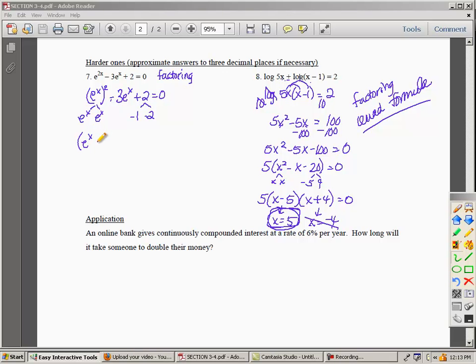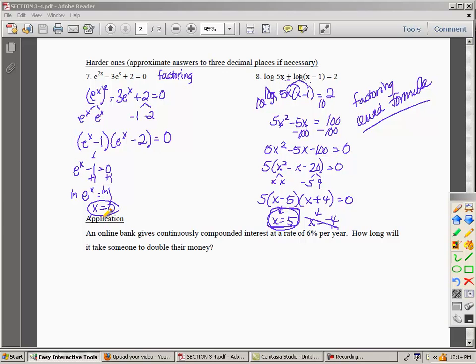So e to the x minus 1, e to the x minus 2 equals 0, and I'm going to solve both of these. E to the x minus 1 is 0, so if I add 1, e to what power has to get me 1? You only have one possible answer, that's when x is 0. If you wanted, though, and you needed, could you natural log both sides? Absolutely. You just cannot leave your answer as the natural log of 1 because there is an actual nice answer of 0.